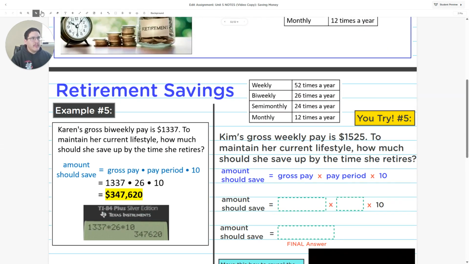Karen's gross biweekly pay is $1,337. To maintain her current lifestyle, how much should she save up? So how much should she save up by the time she retires? First, we need to figure out her annual pay. $1,337 is paid bi-weekly. That means 26 times out of the year she's going to get paid.